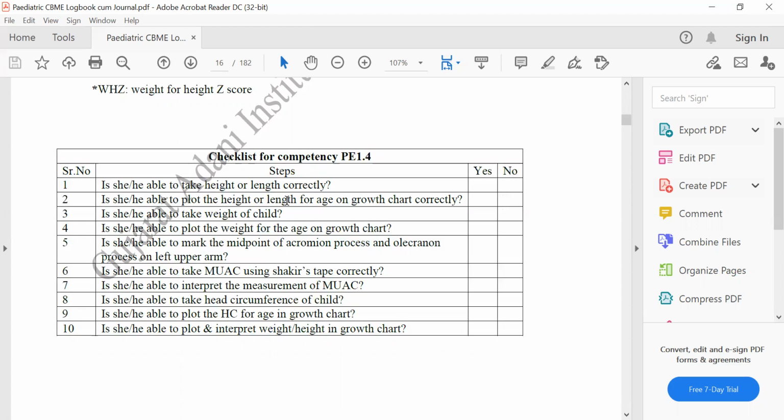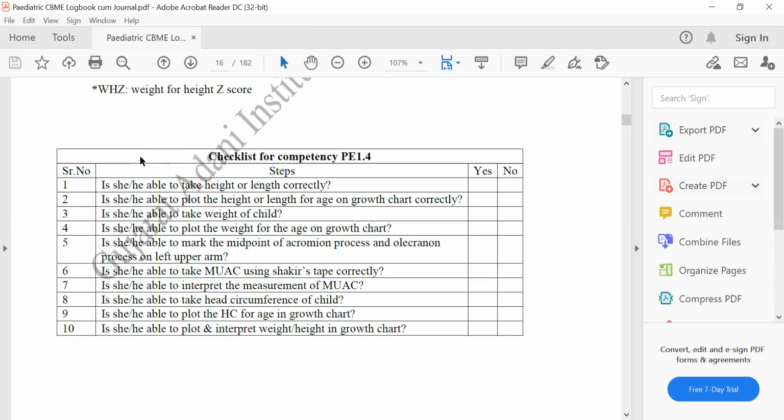Because it's not possible for one faculty to check each and every student. As in our college we have 150 students, in some colleges there are 250 students. So obviously there will be a variation from observer to observer. So for this, I have prepared this checklist.